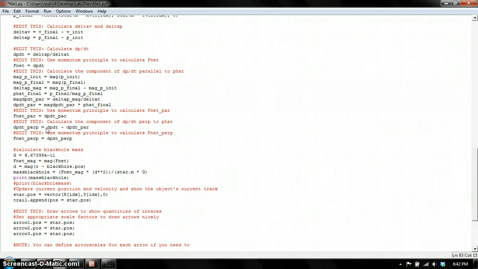Dp dt perpendicular you can calculate just by taking dp dt minus dp dt parallel, since the two components add up to dp dt, and that is also equal to fnet.